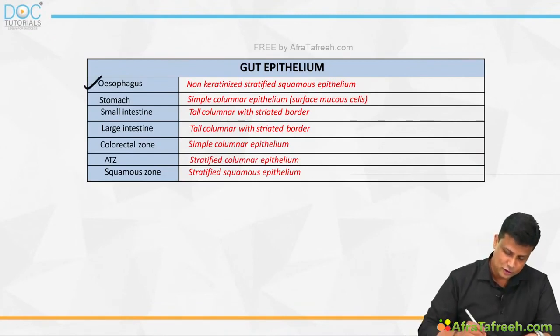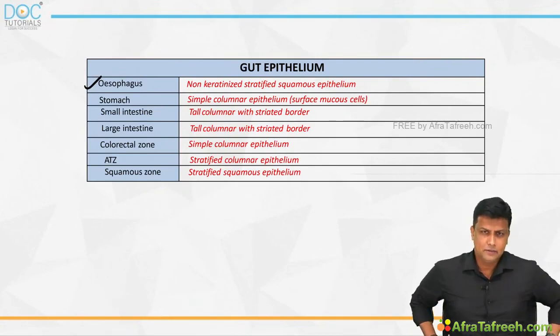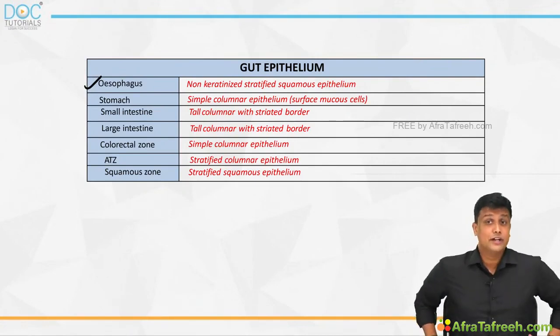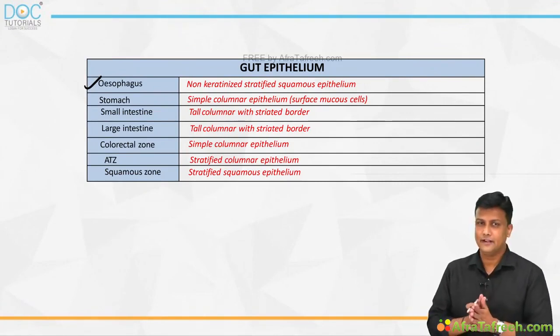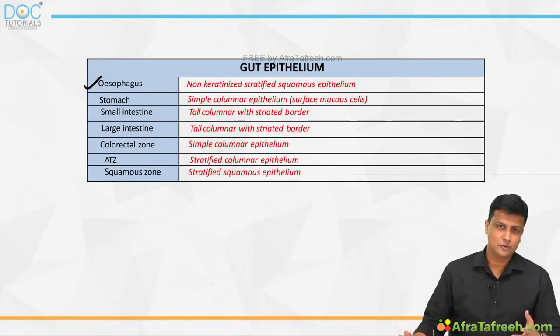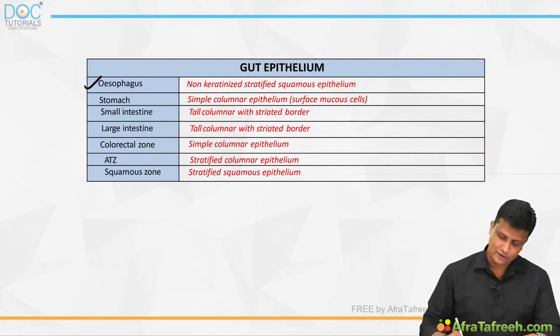In the esophagus, should it be a simple epithelium or a stratified epithelium? Simple, single layer, or stratified? It has to be stratified only. Wherever there is wear and tear, it has to be stratified. So that is the reason why in the esophagus you have stratified squamous epithelium, multiple layers of squamous epithelium.